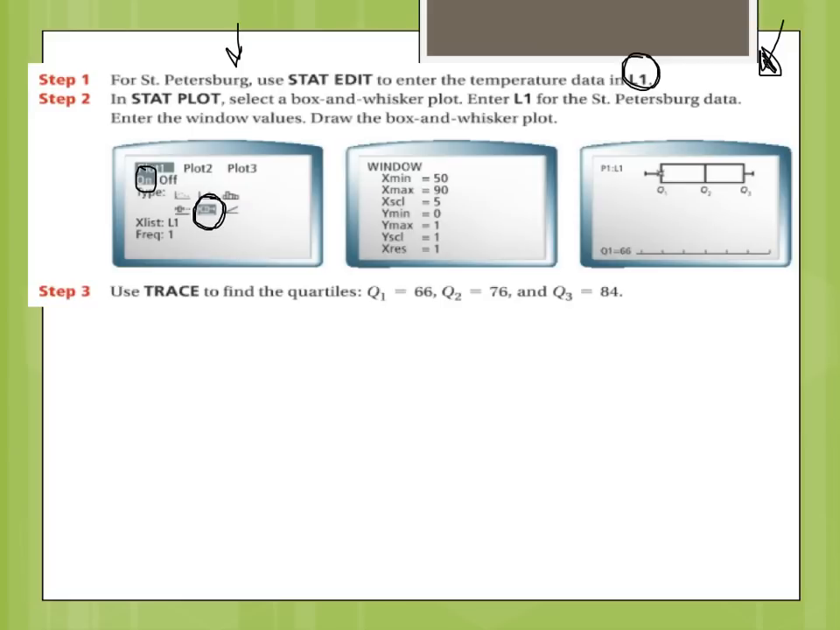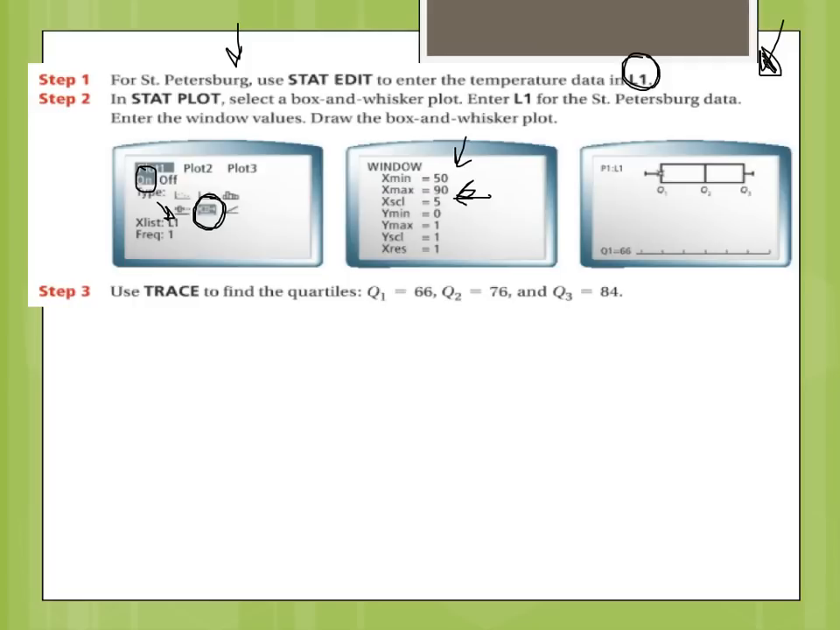You want to make sure that your X list is L1 because that's where you input your data. And then your window values, you should make sure that they include your lowest number to your highest number. So in this case, you could choose 50 as your minimum, and you could choose 90 as your maximum. And the scaling that in the book they chose was 5. That means each tick mark represents 5, 10, 15, 20, and so forth.